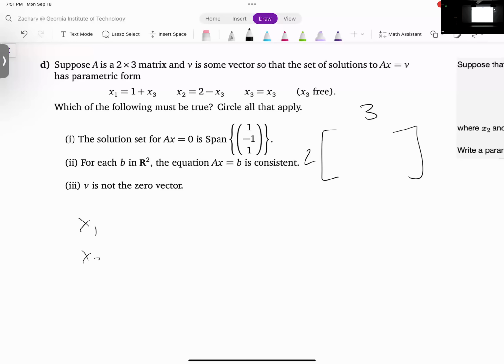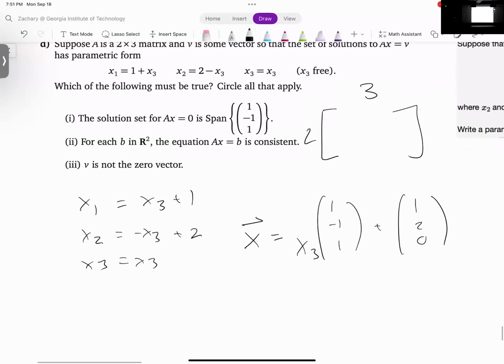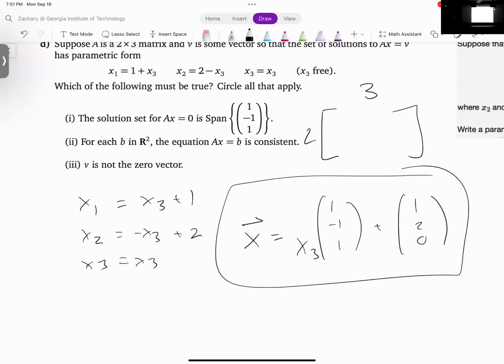So we have X1, X2, and X3. X3 equals X3, X2 equals negative X3 plus 2, X1 equals X3 plus 1. This gives me the X vector equal to (1, negative 1, 1) times X3 plus (1, 2, 0). So if this is a solution to my inhomogeneous equation, what is the solution to the homogeneous equation? X3 times (1, negative 1, 1), which is exactly what part I says. So that one is true.